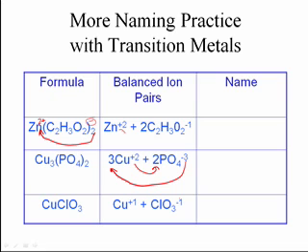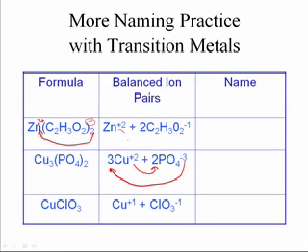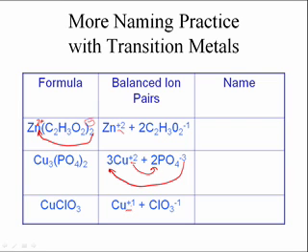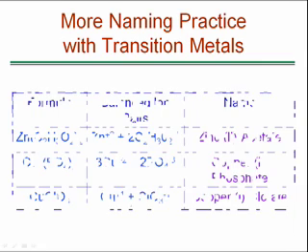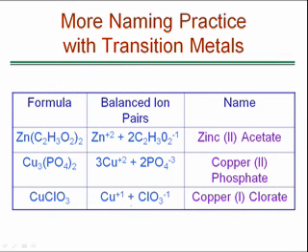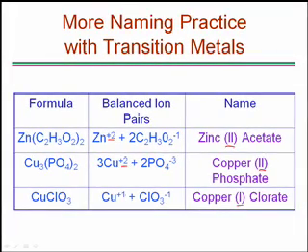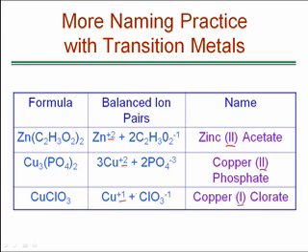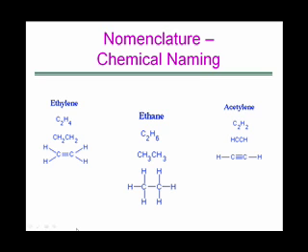So how do we name these? Well, the first part of naming them is the charge, and the charge becomes our middle name. So taking a look here, we have zinc 2 acetate, copper 2 phosphate, and then copper 1 chlorate. Remember that the 2 refers to the charge, this 2 refers to its charge, and the 1 refers to its charge. So that's how you name ionic compounds. Again, it's going to take a lot of practice. We're going to do lots of practice doing this, but here are the basics. Nomenclature.